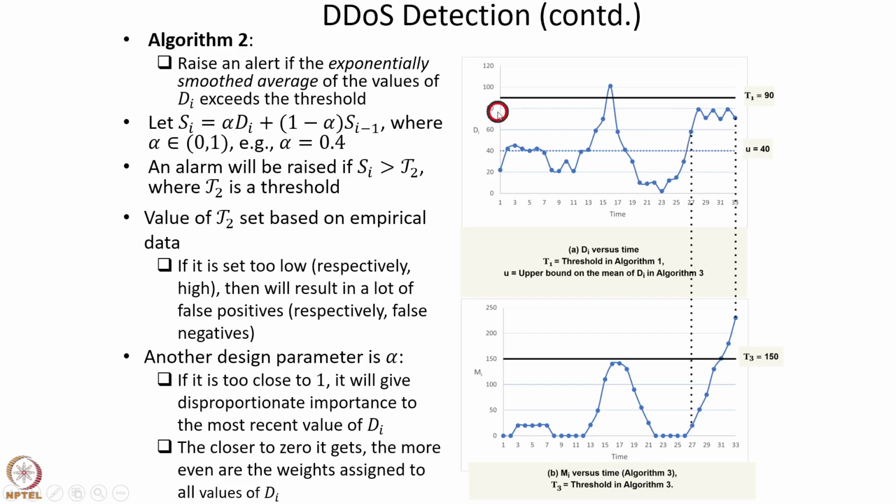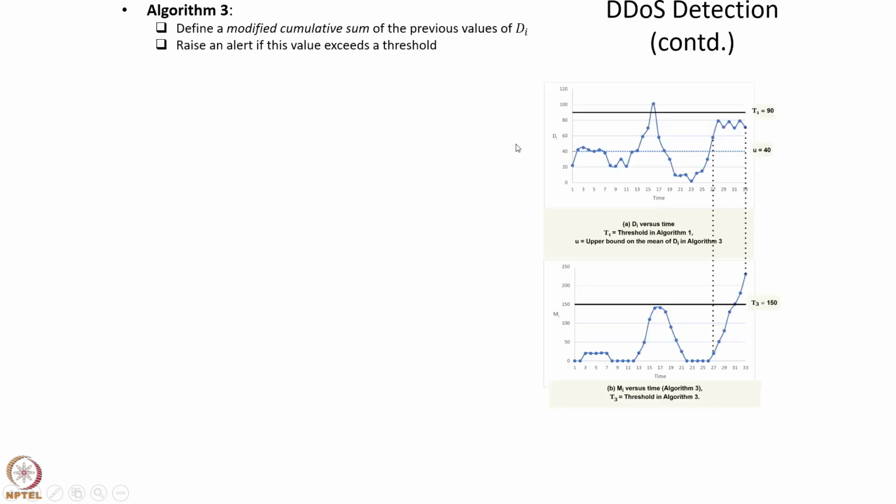Let's consider another alternative algorithm which also overcomes the shortcomings of algorithm 1. So algorithm 3 is the following. We define a modified cumulative sum of the previous values of di and raise an alert if this value exceeds the threshold.